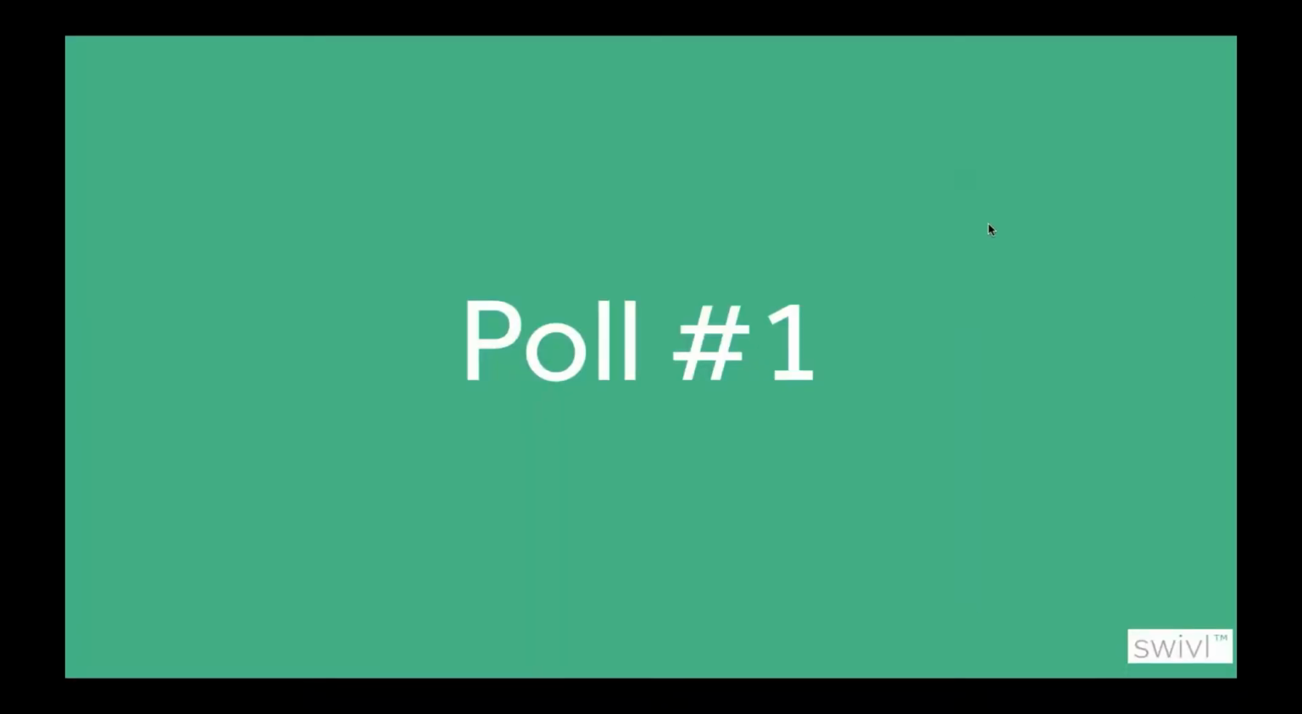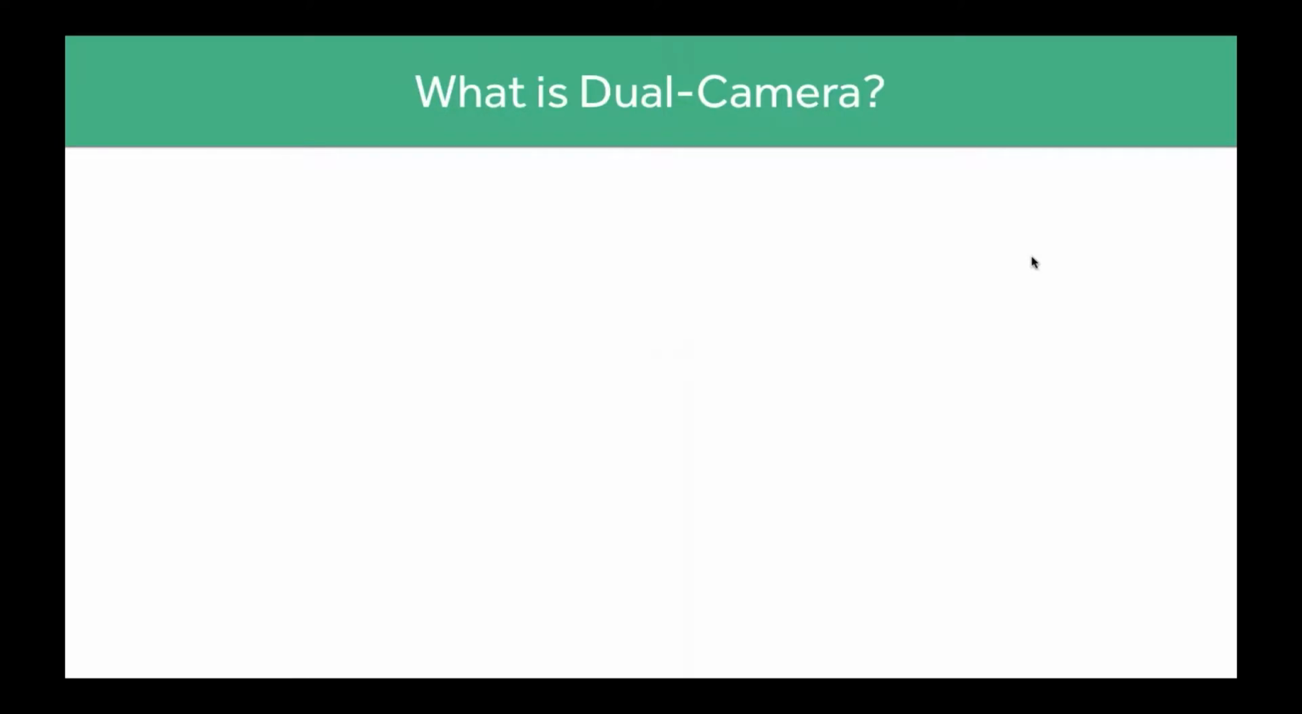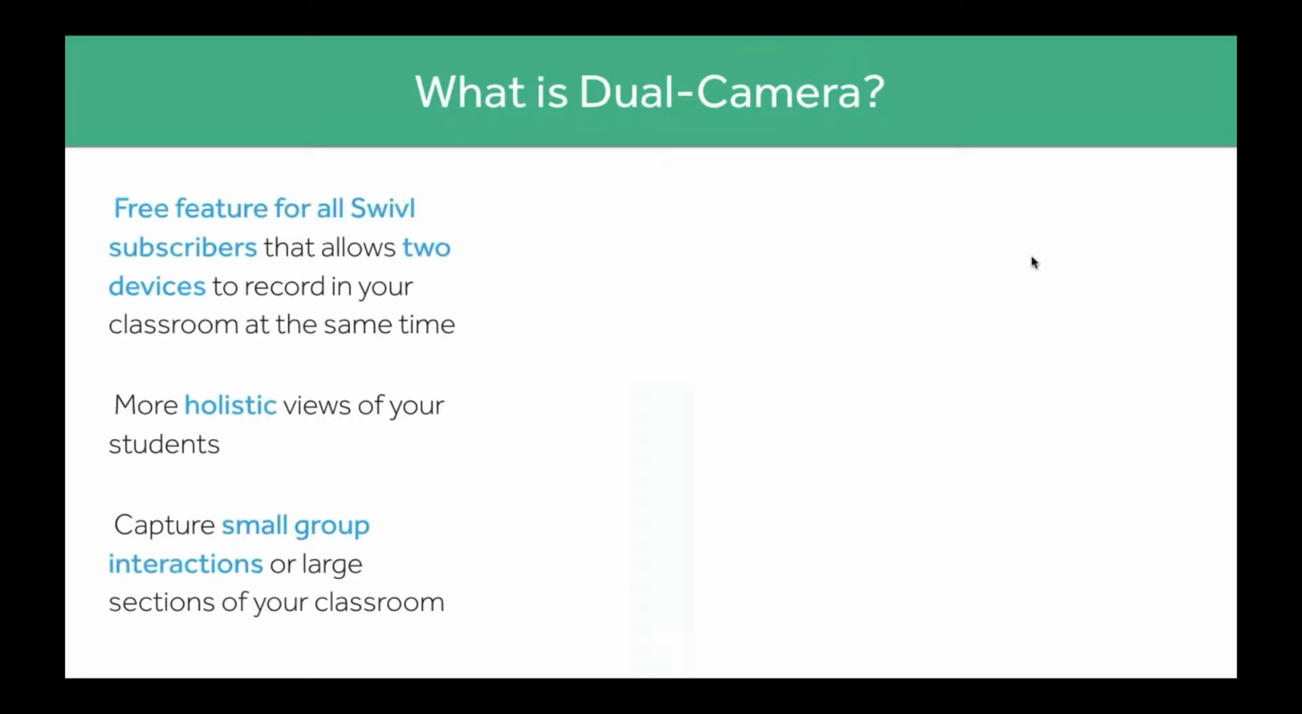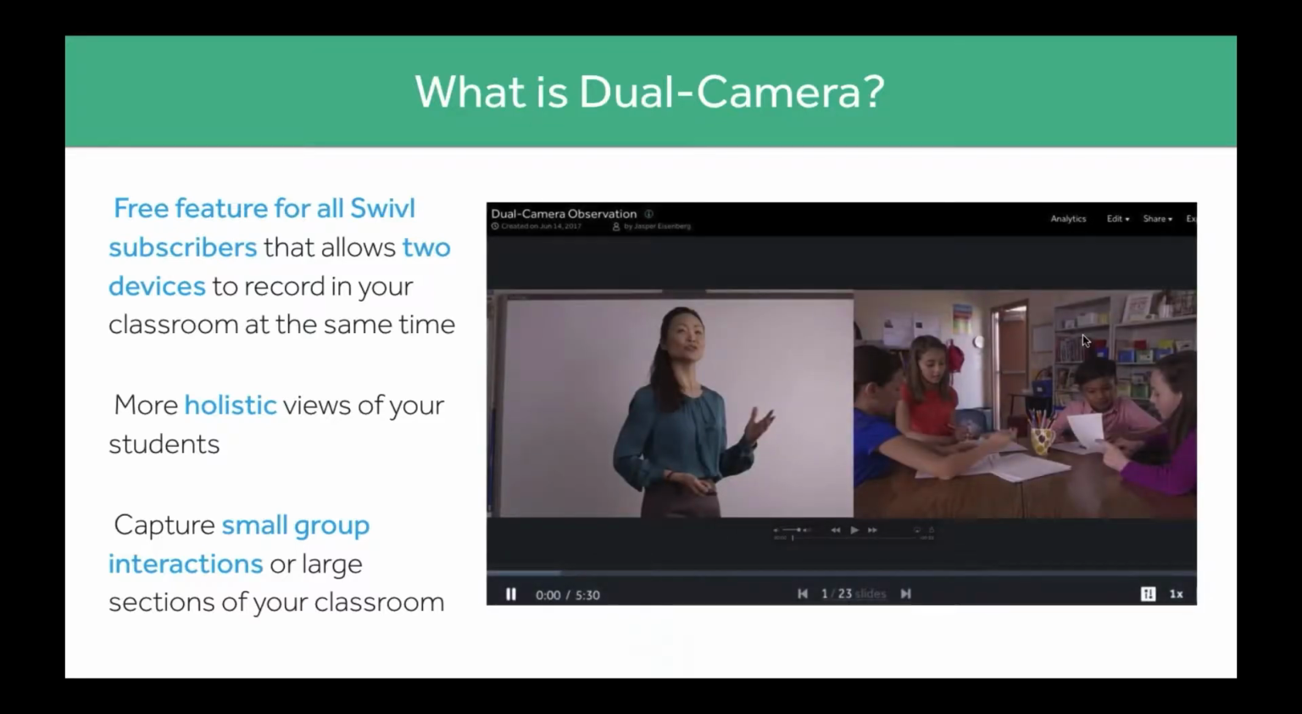So let's get back into what is dual camera? So once again, this is a free feature for all Swivl subscribers that allows you to have two recording devices in your classroom. This will record you, and then it will also record students at the very same time. This will allow for more holistic views of your students, and you can capture small group interactions or entire sections of your classroom while the Swivl also records you.